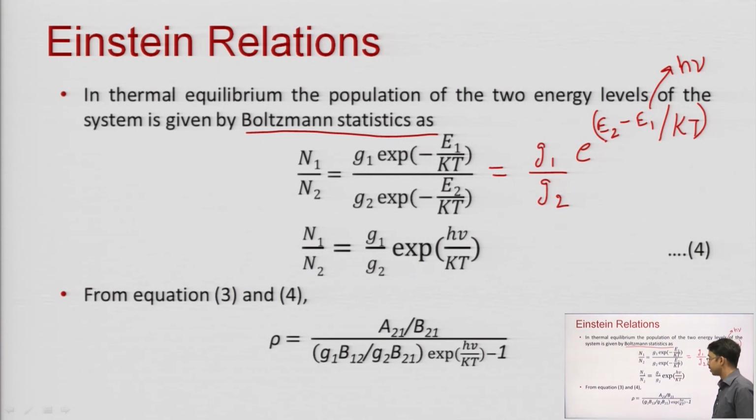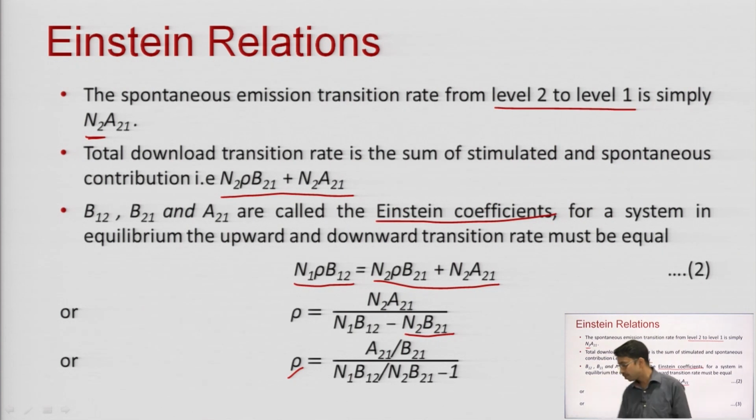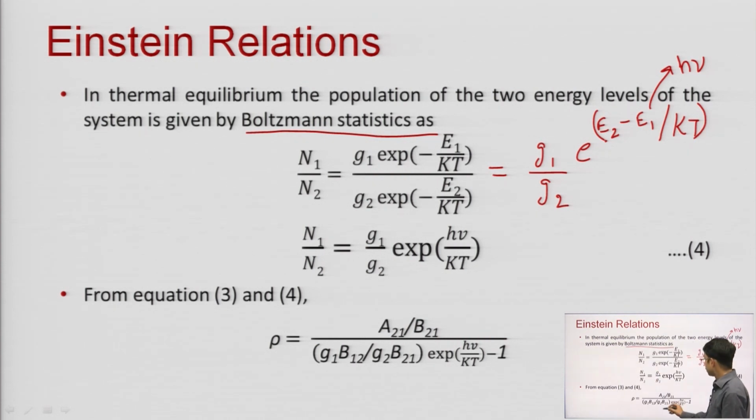Now, we have to substitute this value of N1 divided by N2 into equation 3. What was equation 3? This one. Over here we have to substitute N1 divided by N2. So, G1 B12 divided by G2 B21 exponential h nu by kT minus 1. This is equation 5.